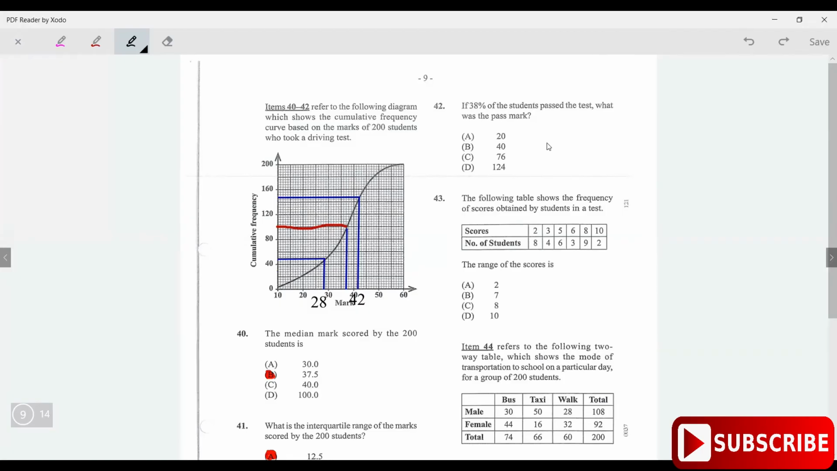All right, question 42. It says if 38% of the students pass the test, what was the pass mark? 38% is 76, so 76 students pass, which means go to 124 then. So at 124, go across right here and go down. That's 40. So 40 is the pass mark. 40 out of 60. Easy. The following table shows the frequency of scores. What is the range? Range is the highest minus lowest. 10 minus 2 is 8.